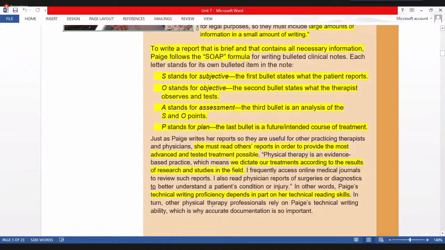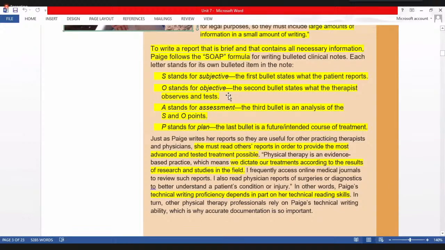So here, technical writing proficiency depends in part on our technical reading skills. See, technical reading skills. In order to have good technical writing, you must have technical reading skills. Get it? How to go through a text technically, how to read a certain thing technically? If you don't have this idea, then you can't prepare good technical writing.